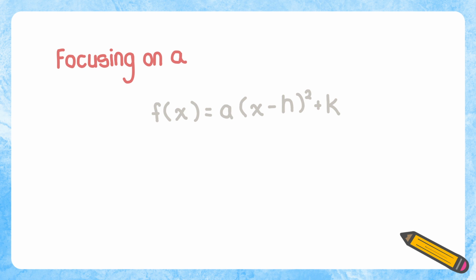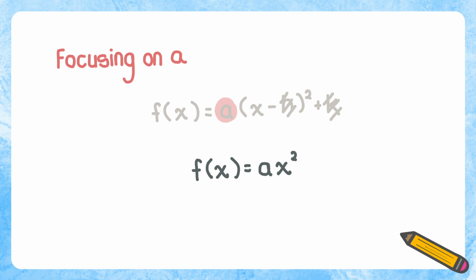Here is our function written in vertex form. F of x equals a times x minus h quantity squared plus k. Today we are focusing on the parameter a. What does a do to our function? In other words, we are going to ignore h and k today.